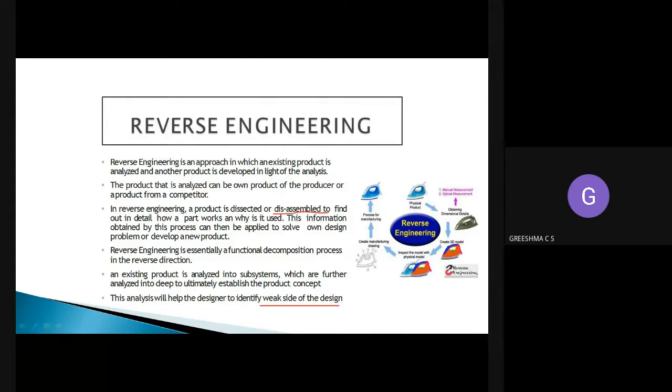Especially the starters, they will always forget to change the gear. So that is a very big problem. But if you go for an automatic gear, you don't have that problem. Automatically the gear will be changed. So that is one disadvantage that has been studied. The weak side of the design has been studied, and a new product has been developed, that is automatic gear. Now again we are having electric vehicle.